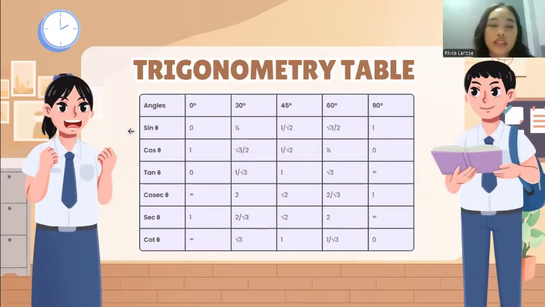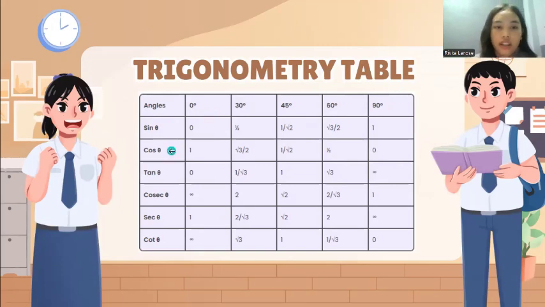Sine theta at 0 degrees is 0. Sine theta at 30 degrees is 1 over 2. Sine theta at 45 degrees is 1 over root of 2. Next, sine theta at 60 degrees is root of 3 over 2. Next, sine theta at 90 degrees is 1.